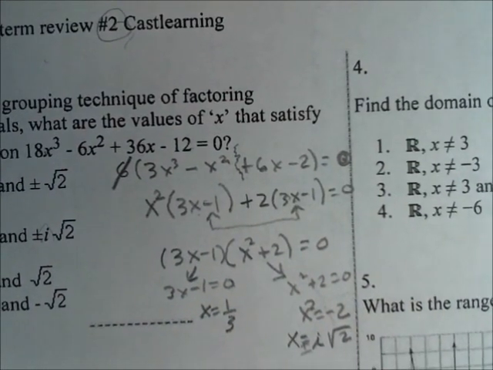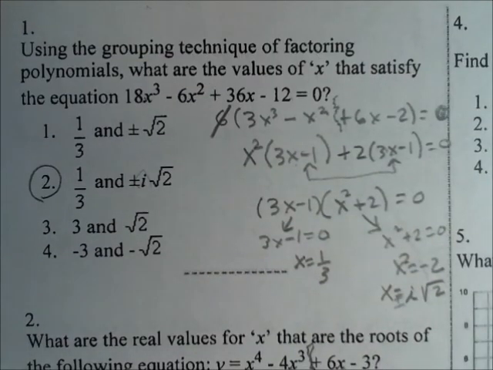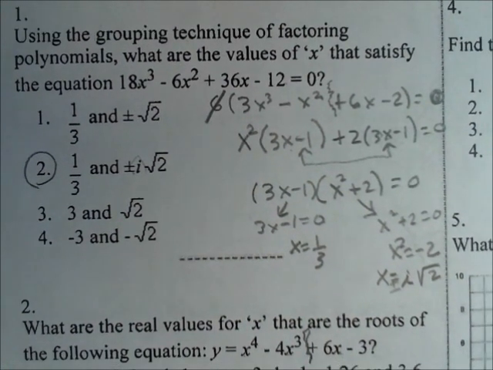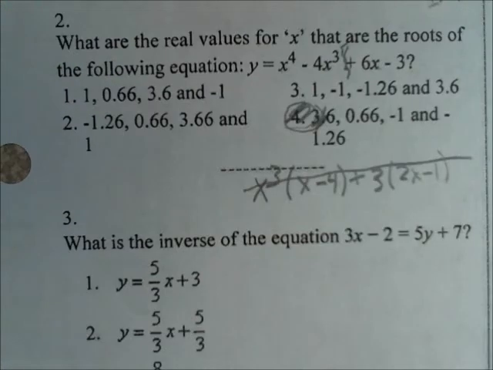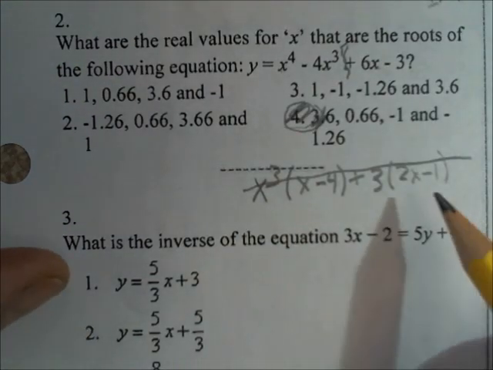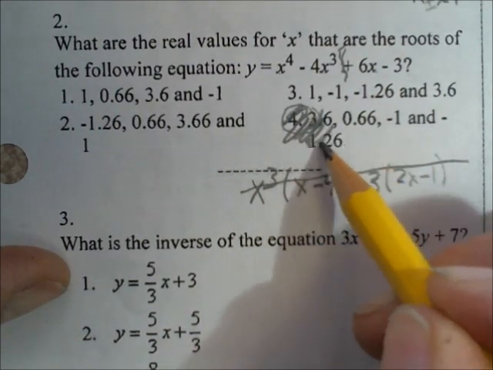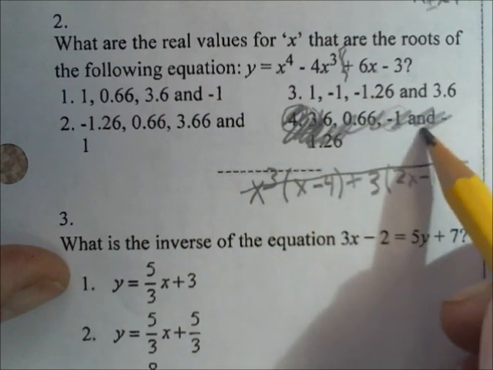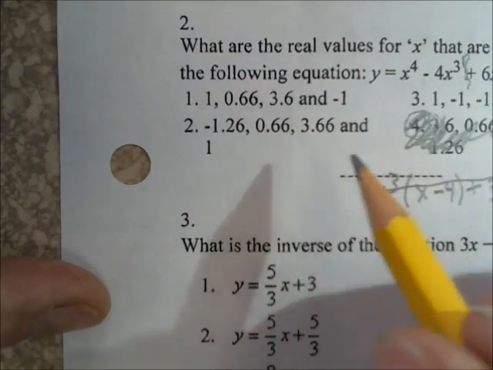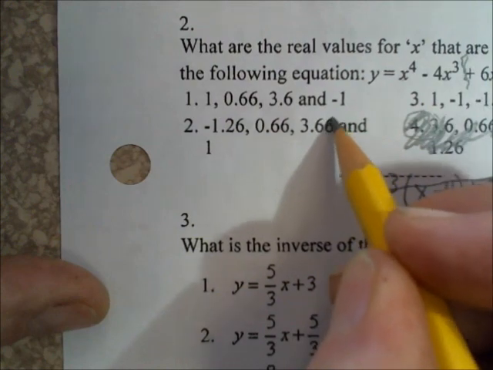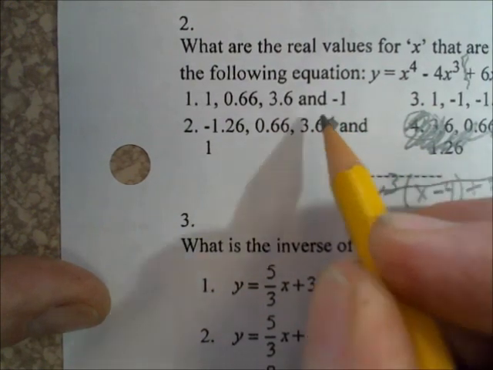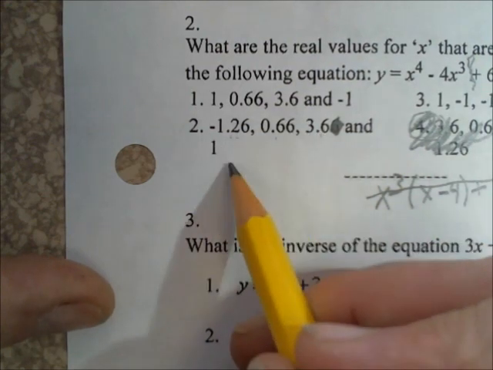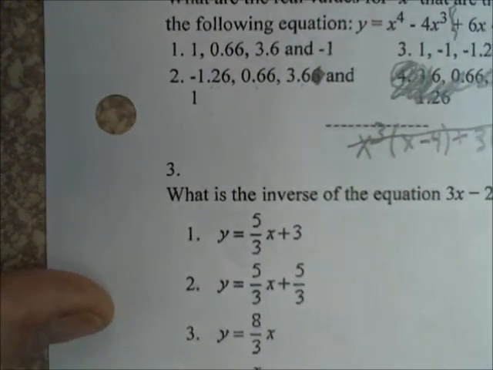What did I do wrong? I just realized when I went back and checked that, of course, option 4 is not the answer because positive 1 was the root, not negative 1. So it's not option 4. This worksheet has a typo because this should just say 3.6, not 3.66. So the roots that we got were these four: negative 1.26, 0.66, 3.6, and positive 1. So that's the answer for that one.